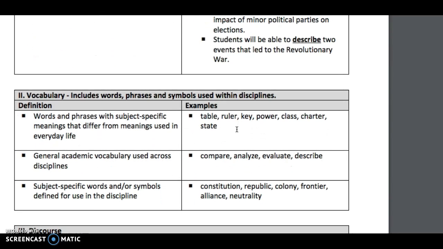So knowing how to explain. Vocabulary, number 2. This includes words, phrases, and symbols used within disciplines. There's general academic vocabulary, which would be words like compare and analyze, and that is used across multiple disciplines. You can compare in math, you can analyze in science. As for subject or content specific vocabulary, this would be words like constitution. You necessarily wouldn't see the word constitution in math.